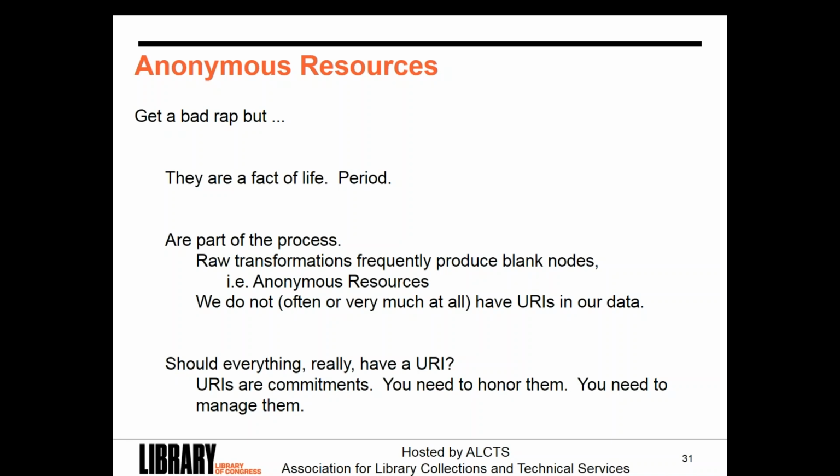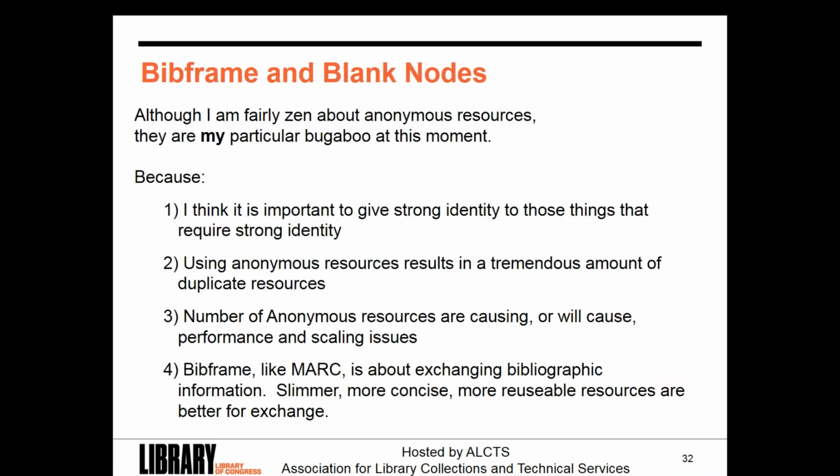And finally, you could ask yourself a more theoretical question such as, should everything really have a URI? URIs, once minted, imply a commitment. You need to honor them ideally. You need to manage them. So, point being, anonymous resources are a fact of life. BibFrame and blank nodes have been very common from the beginning, and I'm fairly zen about them, but recently they've been a particular bugaboo for me for a variety of different reasons.